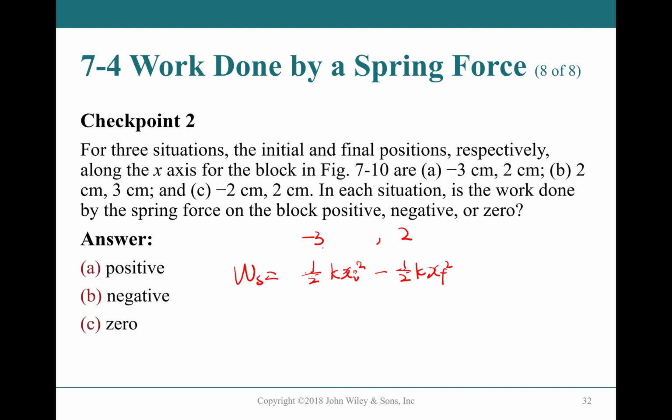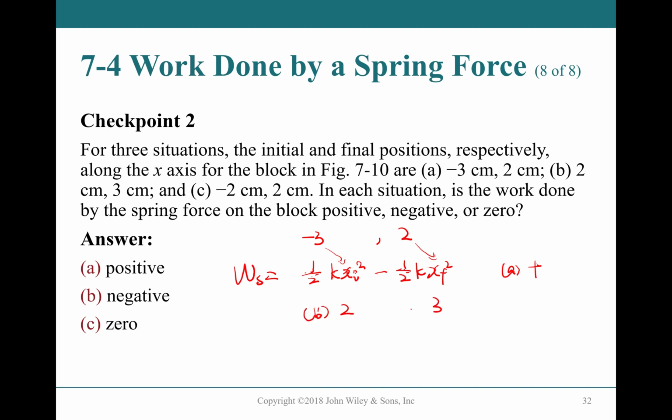Okay, so if you put -3 here and 2 here, -3 squared you get 9, 2 squared you get 4. 9 is bigger than 4, so A is positive. Okay, but for B is 2, so this is B.